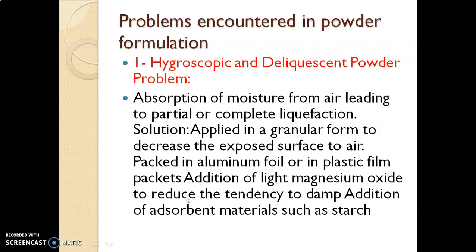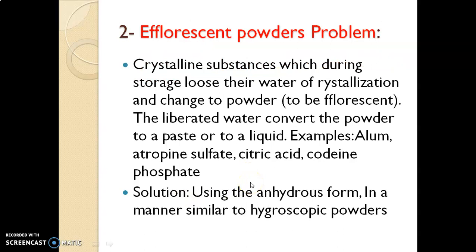So when you are asked to dispense a hygroscopic or deliquescent powder, there are two solutions: either you supply it in granular form, packed in aluminum foil or plastic film, and you can add an absorbent material such as magnesium oxide or starch. Second, efflorescent powder problems. What happens with crystallized substances is that during storage, the water of crystallization gets evaporated, and the liberated water converts that powder into a paste or liquid. That is called an efflorescent problem.